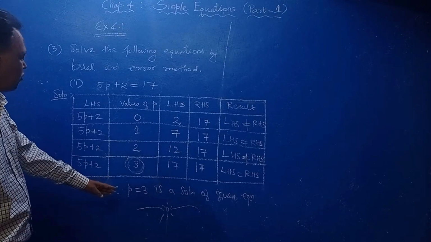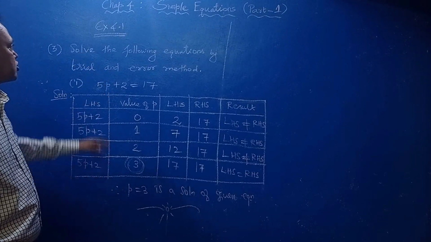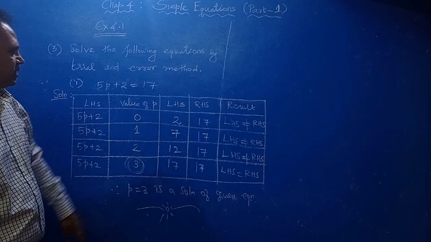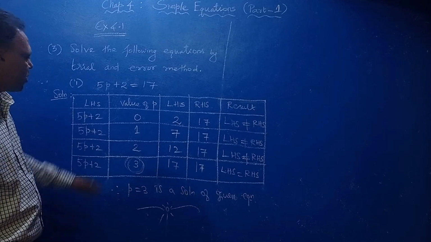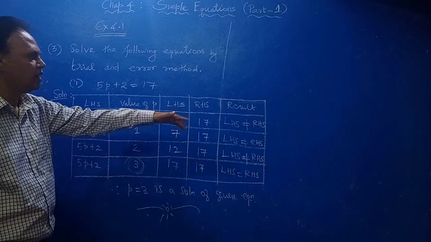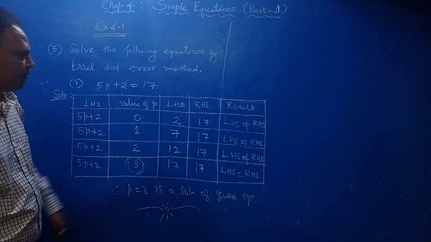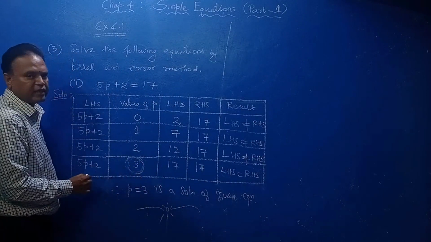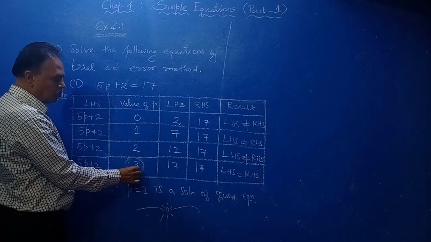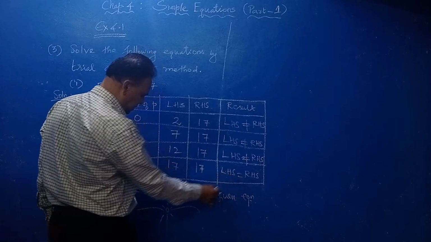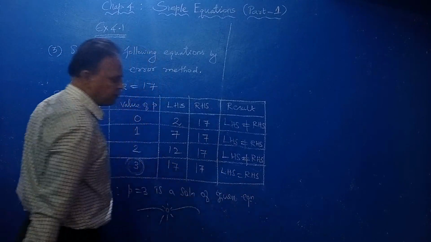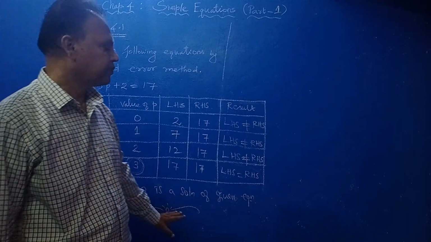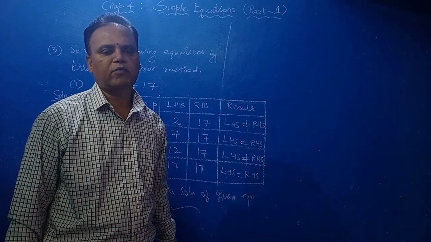Understand? So like this you have to find the solution. Here solve means you have to find the value of p by using the trial and error method. One by one you put the value and check whether the equation is satisfied or not. When the value of p is 3, the equation is satisfied. Therefore, p equal to 3 is the solution of the given equation. I will give the same type of problems. Do the homework for better practice.